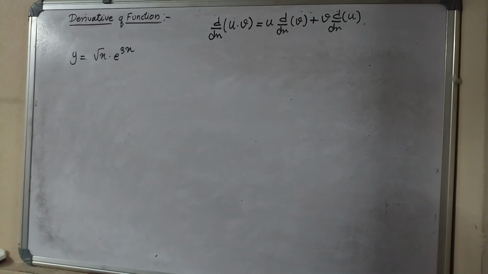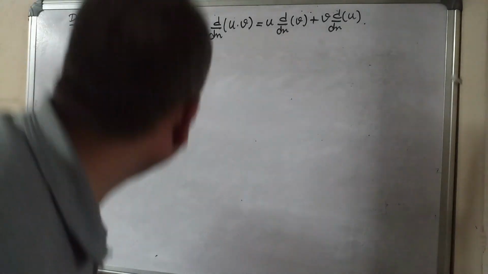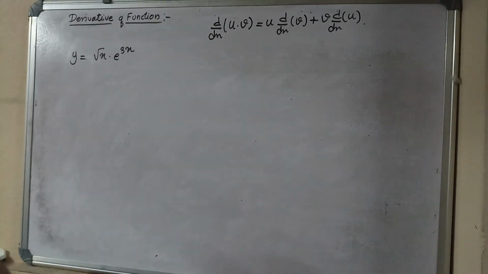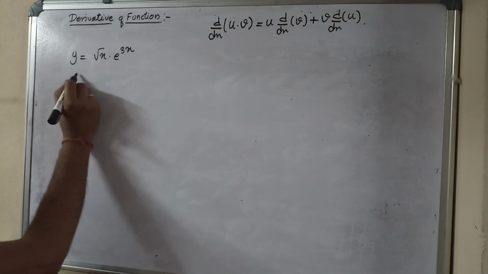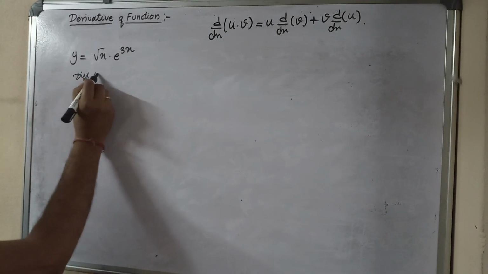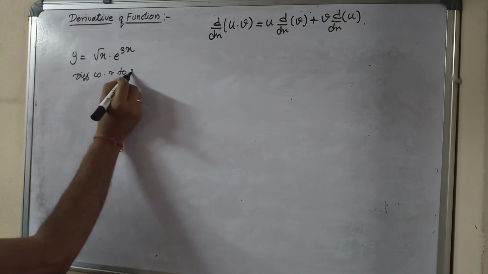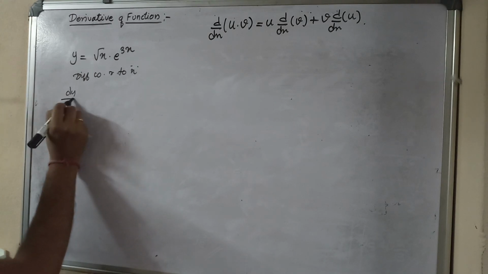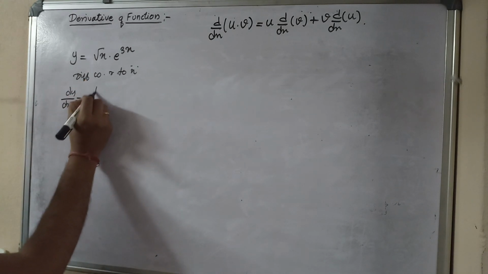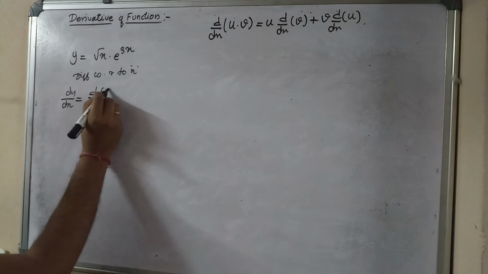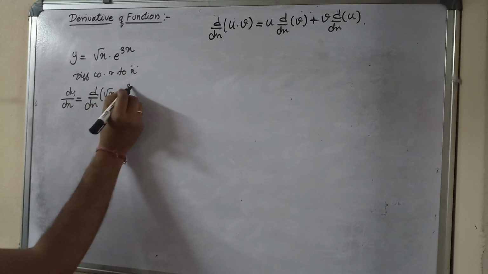Again, I'll apply the same formula so that the concept will be clear. Over here also e to the power 3x is there. Now, what do you have to write? Differentiating with respect to x, it will be dy by dx. Then dy/dx of root x into e to the power 3x.